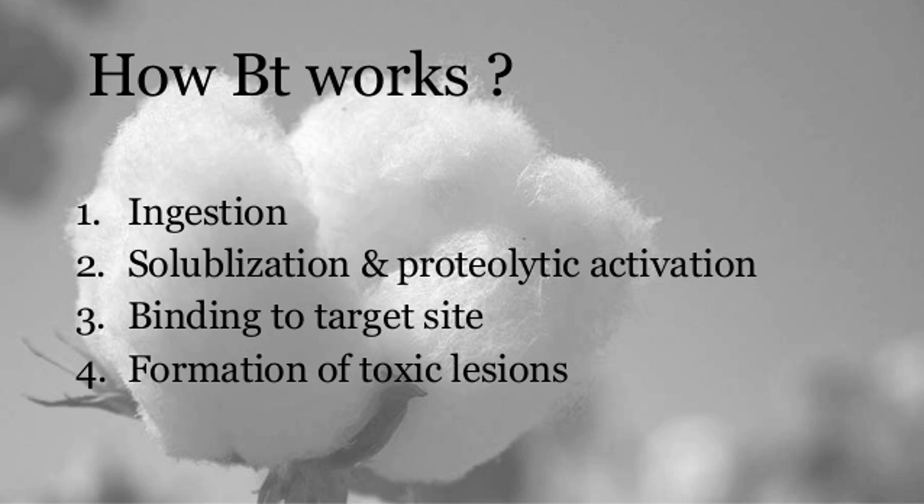Now we'll try to understand how BT works, how it kills the insect pest. The first step is that this toxin is a protein, and it has to be ingested. The main target is the larval stage of the insects, so larvae should ingest this. When it gets ingested, it gets solubilized and then proteolytically activated in the insect gut. Once activated, it binds to the target receptor sites in the insect gut, and then it forms pores and toxin lesions, and then it will kill the insect larvae. So this is how it works.